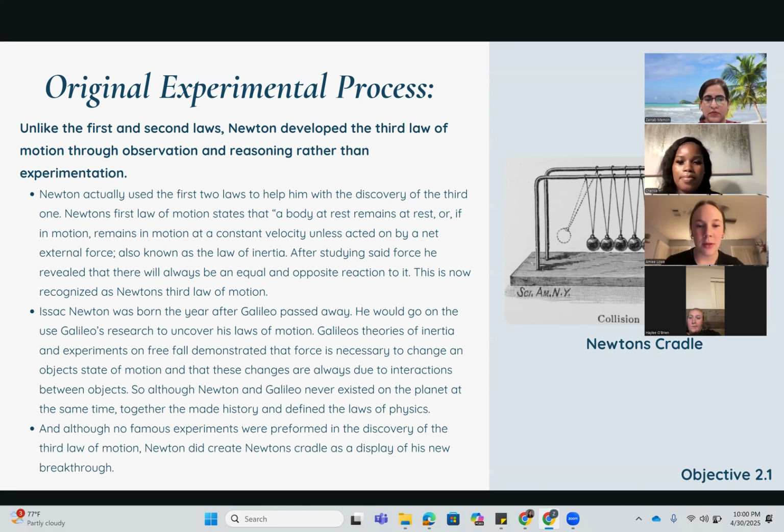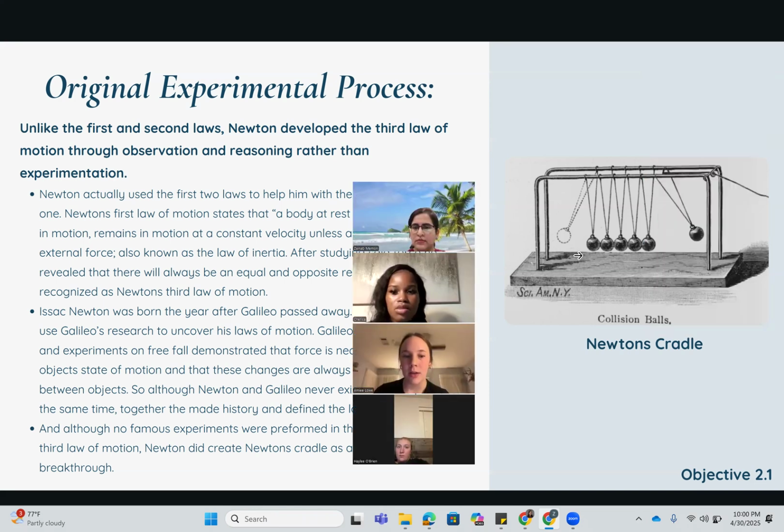Although no famous experiments were performed, like the famous apple falling on the head and everything, for the discovery of the third law of motion, Newton did create the cradle, which is a display. So after he discovered the law, he created the cradle, which is what proved his law. And you can see on the right is a picture of the cradle.